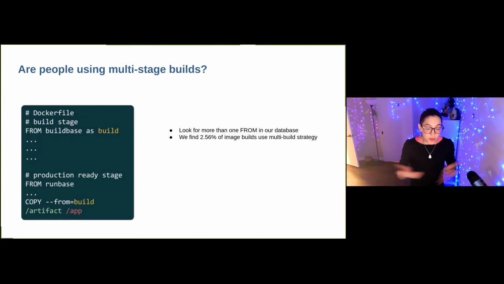So this was easy to derive from our data. We looked in the Dockerfile database, looked for more than one FROM in a Dockerfile, and we found that about 2.56% of image builds use a multi-stage strategy. That's more than I expected, but over the entire set, it's still pretty tiny.